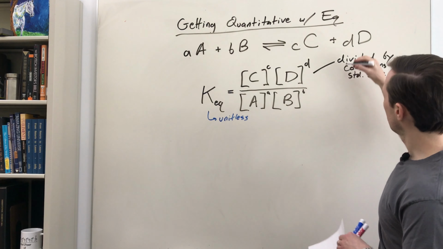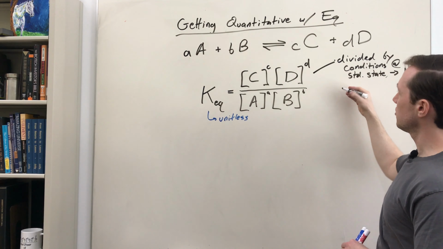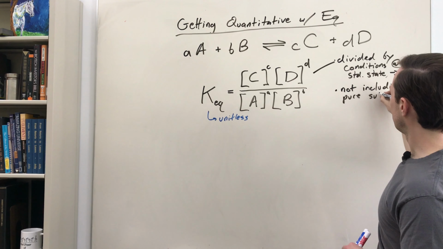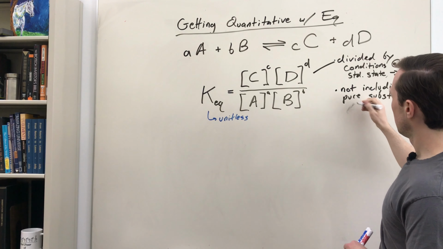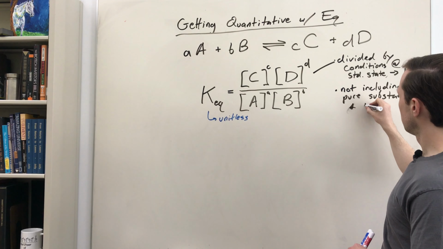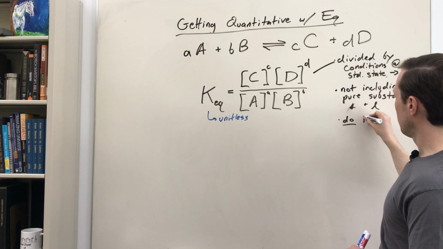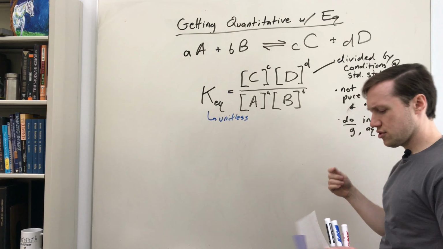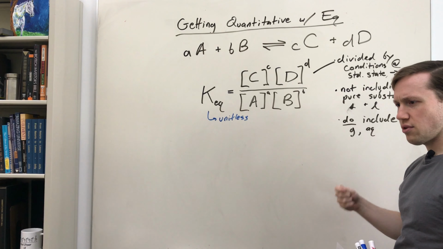So that means that we're talking about dividing by conditions at their standard state and not including pure substances, either solids or liquids. But we will include things that are gaseous or in solution. So we now have an approach that we can use to start to put a number to a particular system.